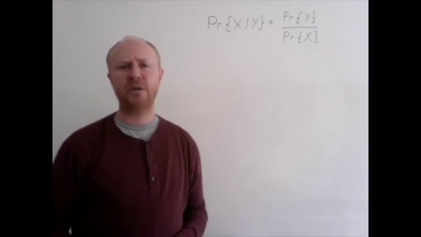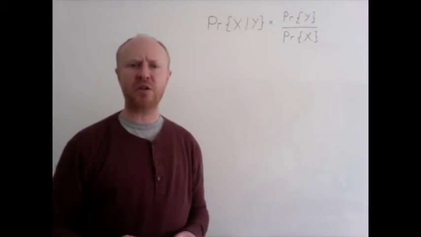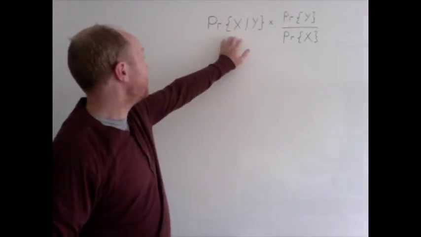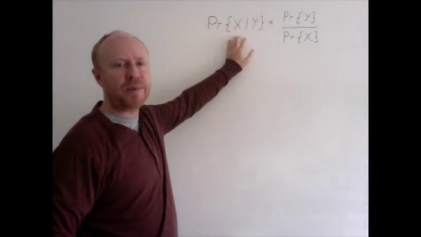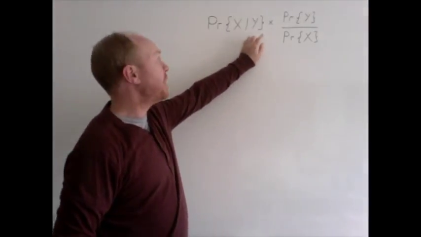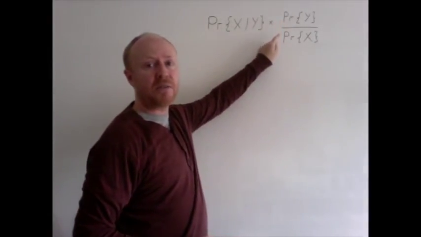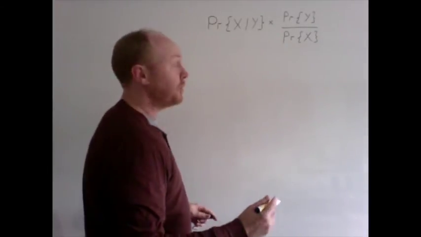So now I'm going to lead you through some simple arithmetic. I'm not telling you exactly what we're aiming for, we're just going to try performing a few steps of algebra and we can see where we end up. So we start with the conditional probability of x given y, and we're multiplying by this ratio of the probability of y divided by the probability of x. So let's see what this is equal to.